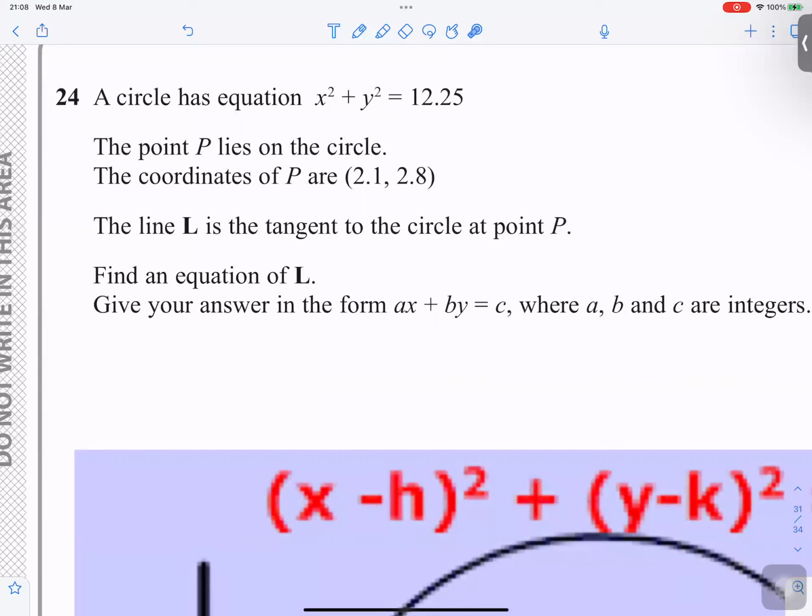Question number 24. A circle has equation x squared plus y squared equals 12.25. The point P lies on the circle. The coordinates of P are 2.1, 2.8. The line L is the tangent to the circle at point P. Find an equation of L. Give your answer in the form ax plus by equals c.